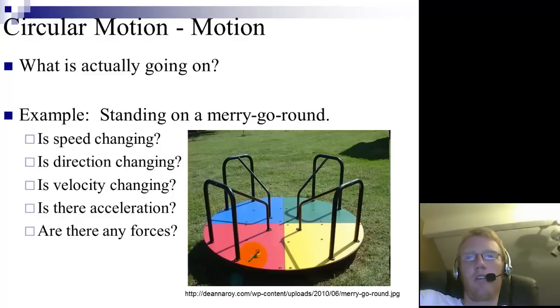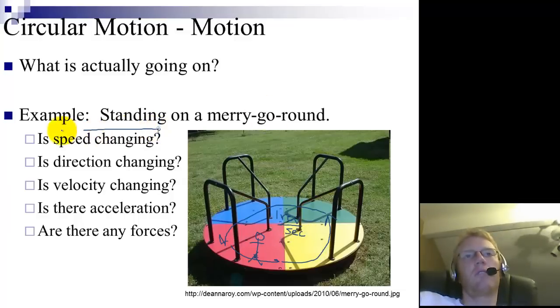So suppose you're standing right here on the edge, and this thing is spinning around. Yes, you're a really small person, and this is spinning around at, say, 1 revolution per second. So that's actually pretty fast. It's spinning around 1 time per second. Is your speed changing? Think about if you were standing there. Maybe pause the video if you want to think about what's going on, and then resume to get the answers. So is your speed changing?